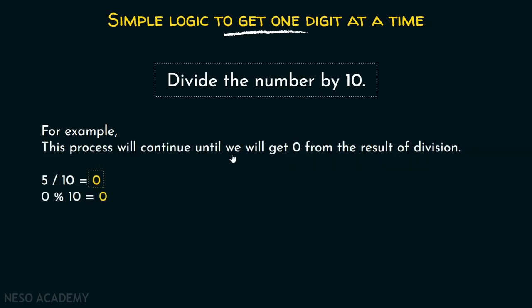This process will continue until we get 0 from the result of division. As you can see, 5 divided by 10 will give this value 0. After getting this value, we can stop our procedure. Okay, and that is it.